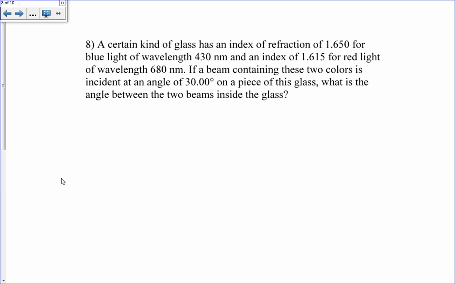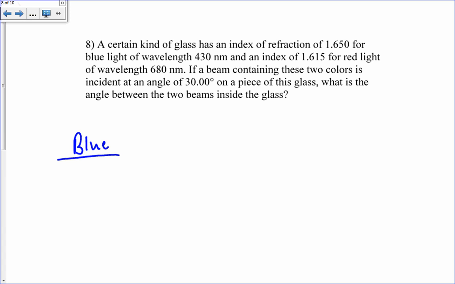A certain kind of glass has an index of refraction of 1.65 for blue light, and a different index for red light. A beam containing these two colors is incident at an angle of 30 degrees. What is the angle between the two beams inside the glass? All right, well, this is basically exactly the same.